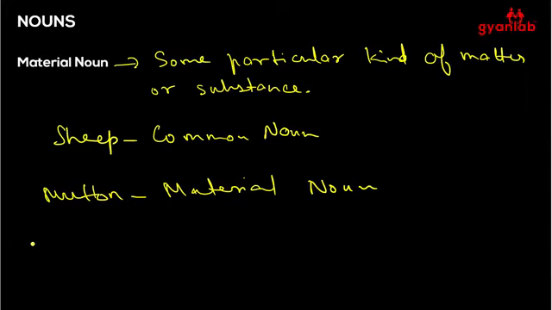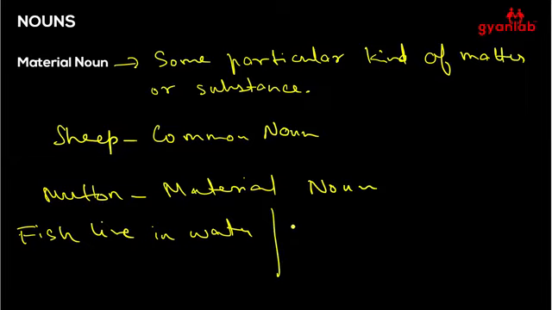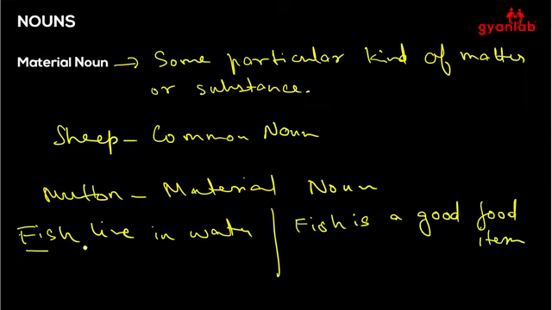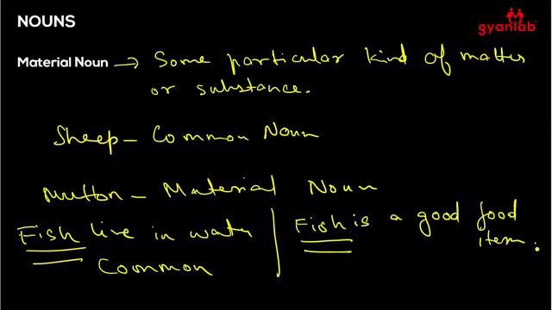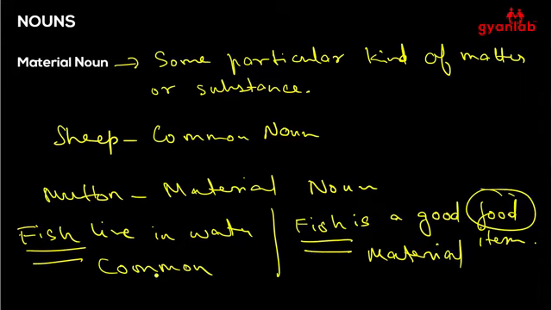So the same word can sometimes be used as material noun or common noun. If you say a sentence like this, fish live in water, or we have another sentence where we say fish is a good food item, right? In the first case, fish here is a common noun, but here fish that is being denoted as a food item is a material noun. So you can use this to differentiate whether the same word is used as a common noun or a material noun.